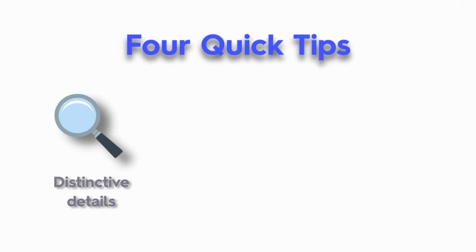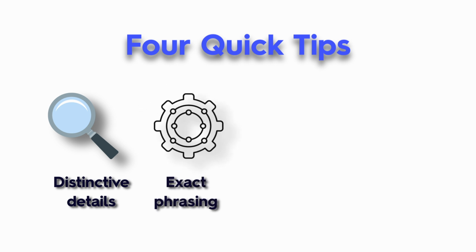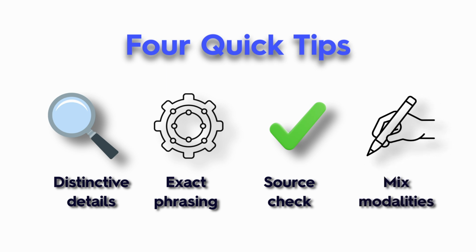So, what can you do to reduce the illusion? One: focus on distinctive details of each word. Two: rehearse exact phrasing, not just a theme. Three: do a quick source check. Remind yourself whether you actually heard it or just thought of it. Four: mix modalities. Read, hear, and write exact forms.